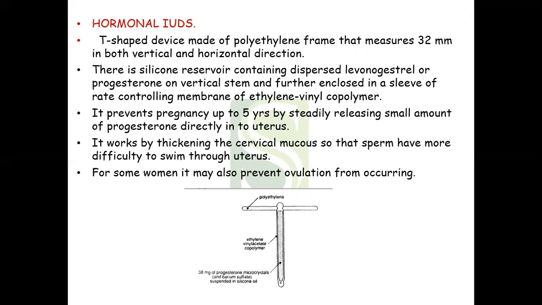Now, this is an example of a hormonal IUD. You can observe here, this is made up of polyethylene, and inside this there is 30 milligram of progesterone microcrystals and barium sulfate, which is suspended in the silicone oil. And above it is a layer of ethylene vinyl acetate copolymer, which releases the drug slowly.